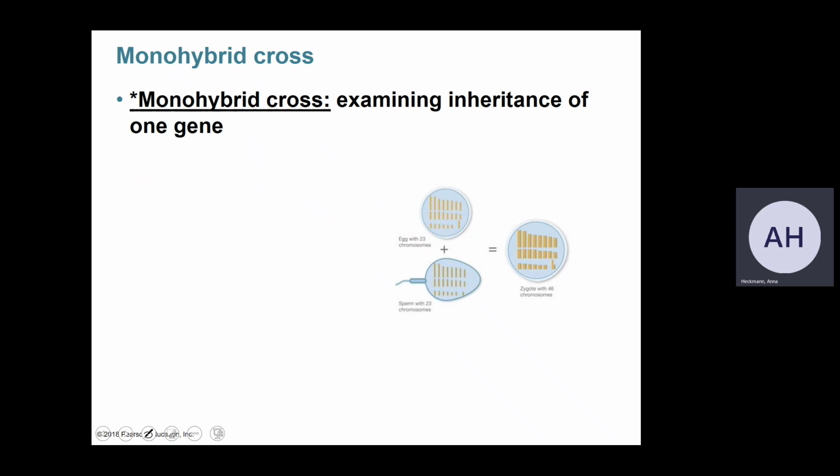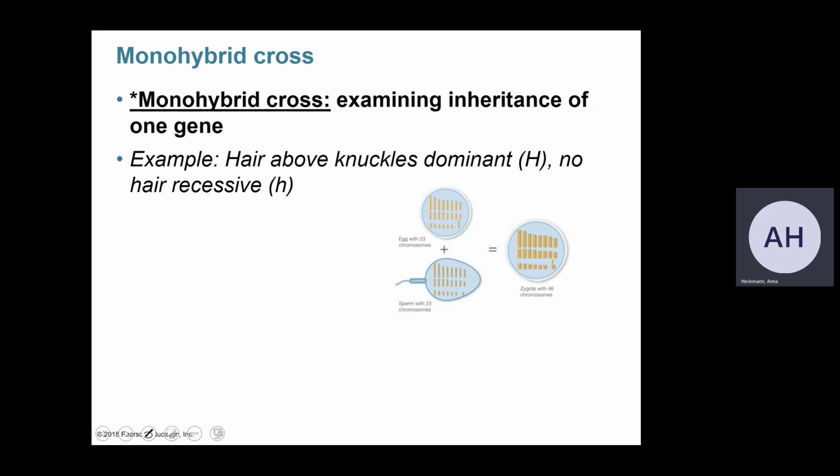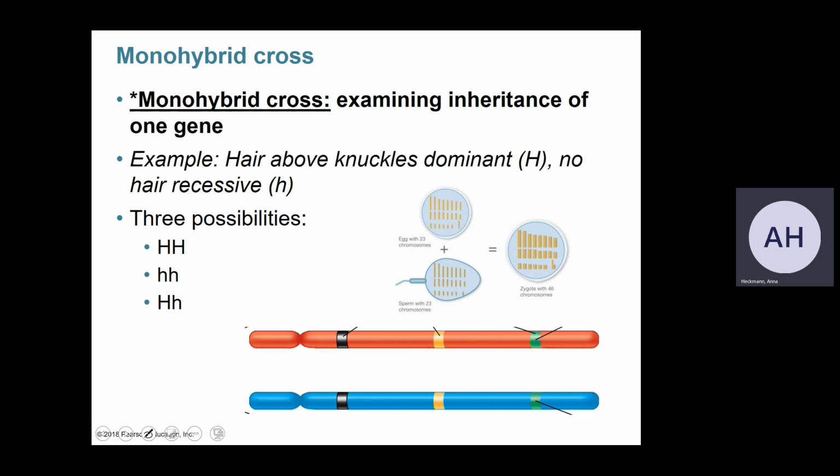Let's try a monohybrid cross. Monohybrid crosses look at one gene. For example, I have some hair above my knuckles. It's hard to see, but it's there. So that's the dominant allele, and having smooth knuckles is recessive. There are 3 possibilities for our genotypes. These are genotypes. We have homozygous dominant, homozygous recessive, and heterozygous.